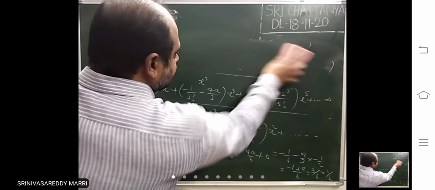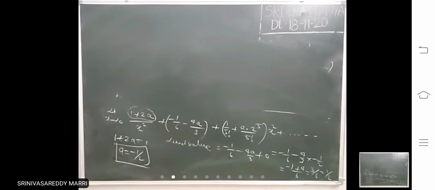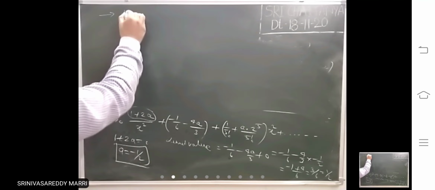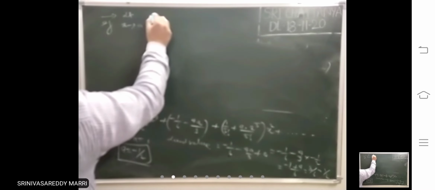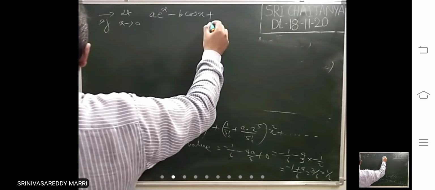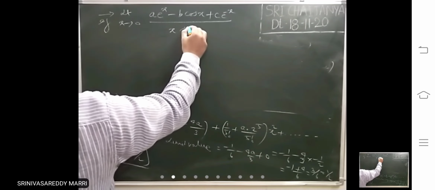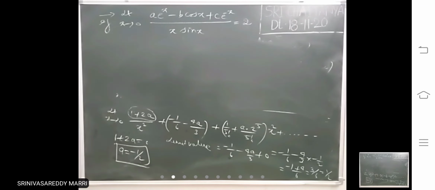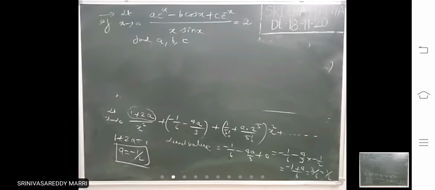Look at the next model. Limit x tends to 0, a e power x minus b cos x plus c e power minus x divided by x sin x. Here, without giving that it is finite, he will give the limit value. The limit value is 2. Find a, b, c. Comprehension questions also you will get in this model.